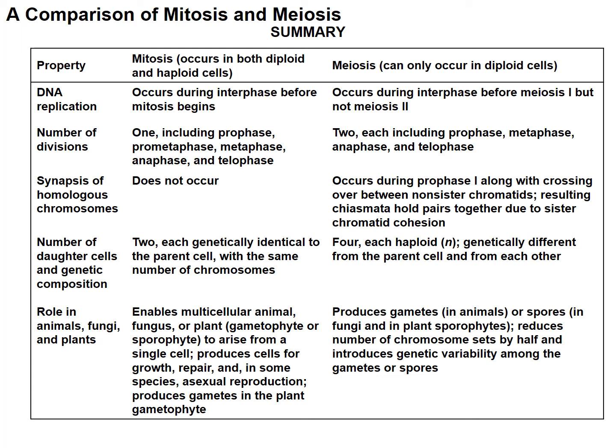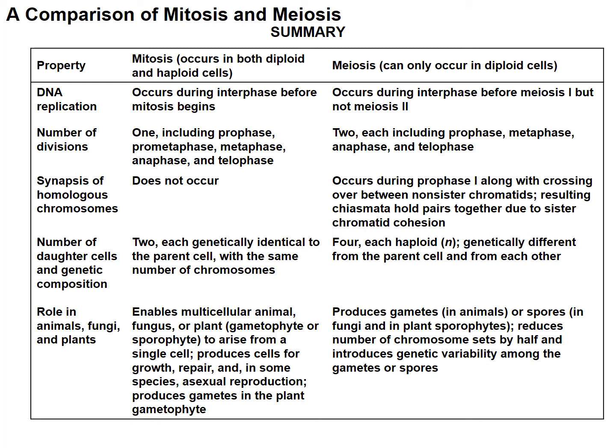Why is mitosis important? It enables multicellular animals, fungi, or plants to arise from a single cell. It produces cells for growth, repair, and in some species, asexual reproduction. And it produces gametes in the plant gametophyte. Don't get that confused with some of the other things we're talking about, animal gametes. Mitosis is producing gametes in the plant gametophyte only.